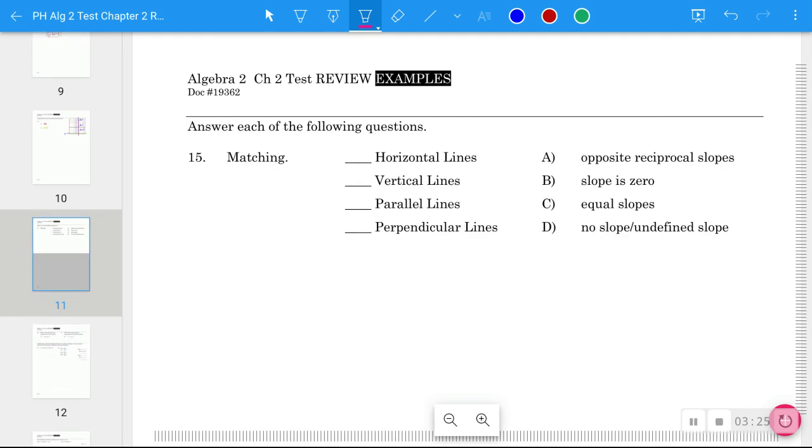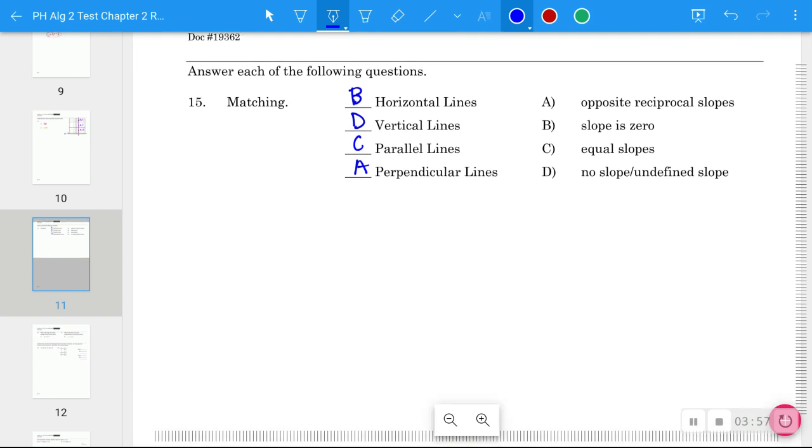Okay, the next one is just matching, and I'm not sure this is any different than you have in your homework, but I'm going to go ahead and do it. Horizontal lines have a slope, and the slope is 0, so that's choice B. Whereas vertical lines have undefined slope, or no slope, it's said both ways. Parallel lines have equal slopes, and if they're perpendicular lines, the slopes are opposite reciprocals. Okay, you should memorize those facts.